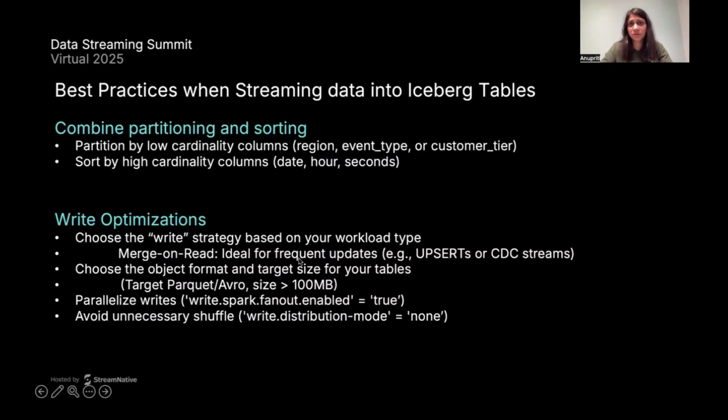Choose the correct write strategy for your workload. Especially for streaming and very upsert heavy pipelines, use merge on read and always aim to write into large Parquet or Avro files. For example, you can set the target file size to about 100 MB, which is a good target to begin with. When using Spark, you can also tune options like write.spark.fanout.enabled set to true to parallelize multiple writes at the same time, and also avoid shuffle when you're writing the data by setting write.distribution-mode to none.